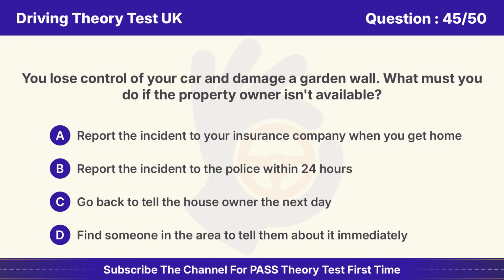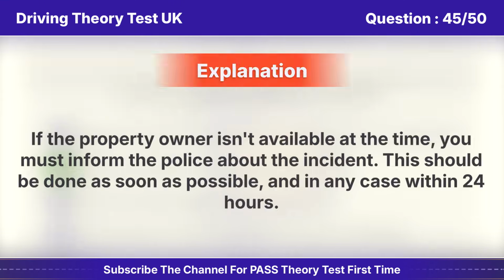Question 45. You lose control of your car and damage a garden wall. What must you do if the property owner isn't available? Answer is B. Report the incident to the police within 24 hours. If the property owner isn't available at the time, you must inform the police about the incident. This should be done as soon as possible, and in any case within 24 hours.